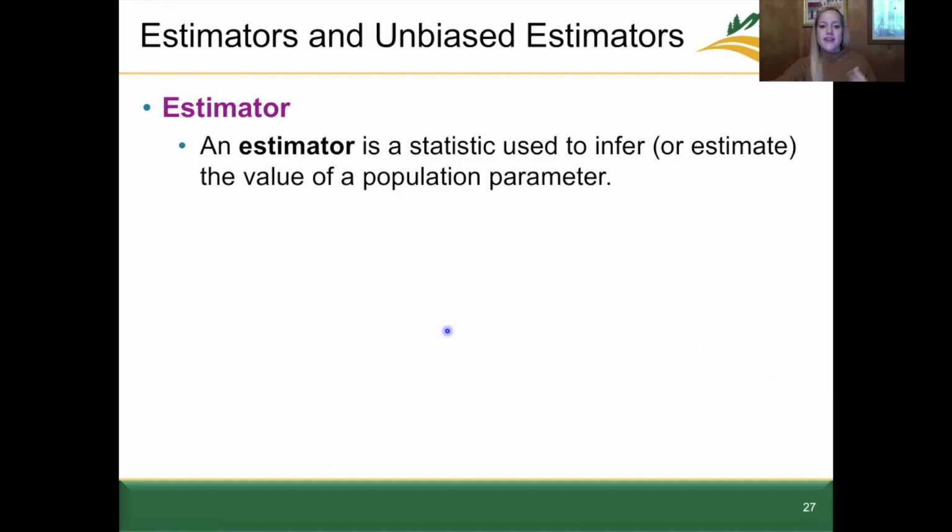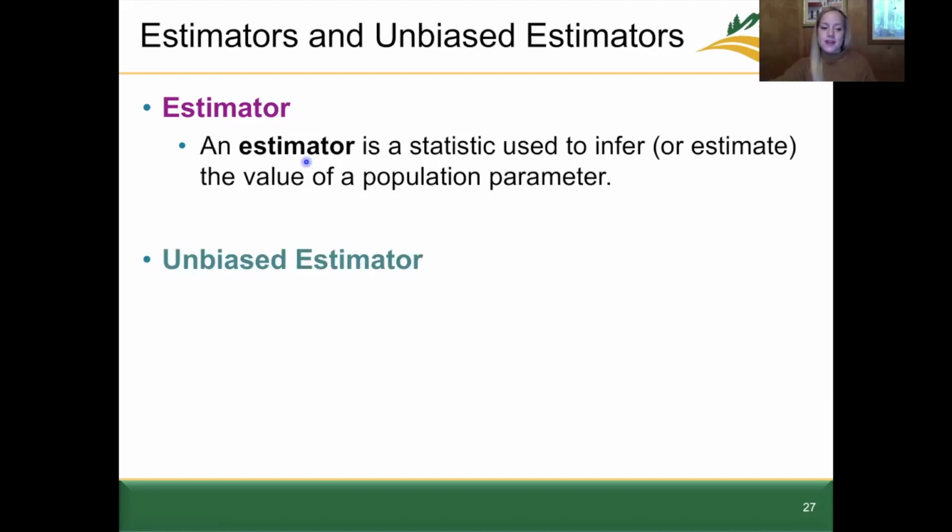An estimator is a statistic used to infer or estimate the value of a population parameter. It's good to have these estimators because a population can sometimes be really large, and we would like to use samples to represent that population. So here's the terminology for that. An estimator is a statistic, so remember, statistics relate to samples, used to infer or estimate the value of an entire population parameter. In statistics, we always want to try to be as unbiased as possible.